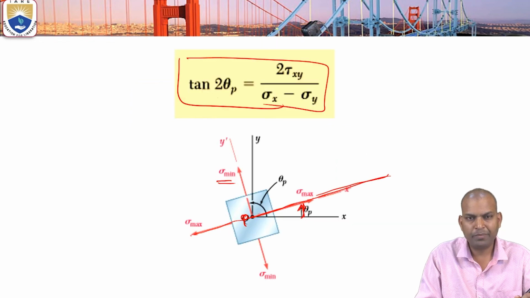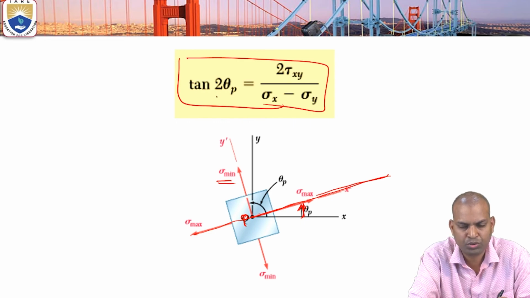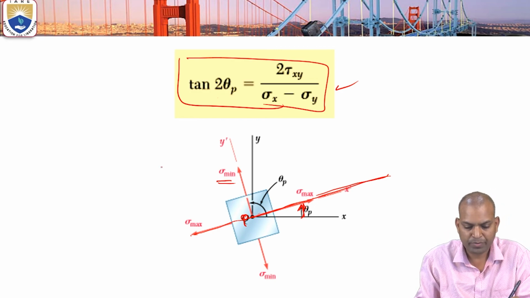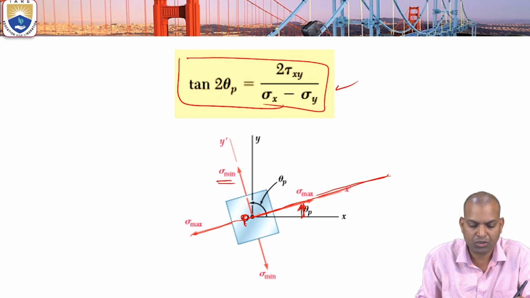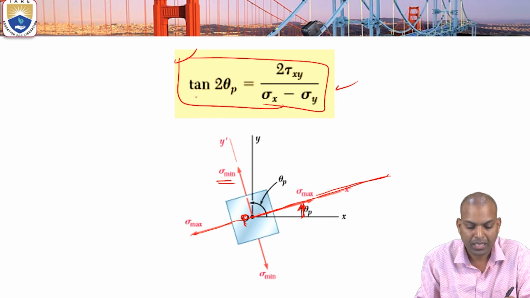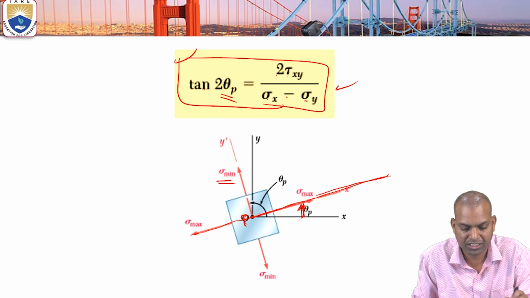Now the angle made by the principal plane, theta p, is given by tan 2 theta p equals 2 times tau xy by sigma x minus sigma y. On the principal plane the shear stress equals 0. By setting the shear stress equation to 0, you get this equation. Then after knowing theta p, we substitute back tan 2 theta p equals 2 times tau xy by sigma x minus sigma y.